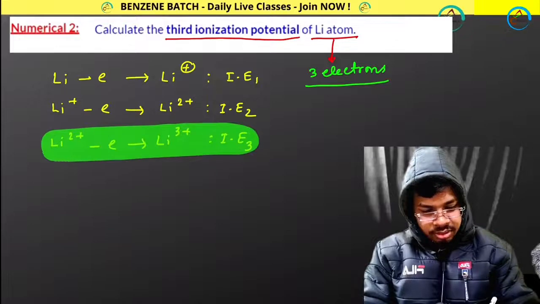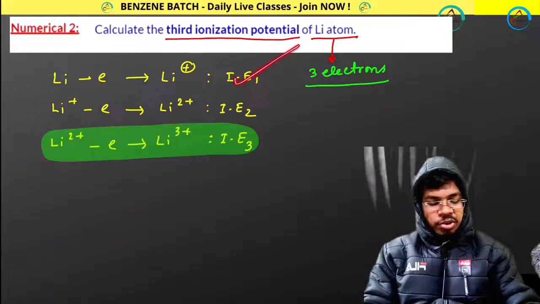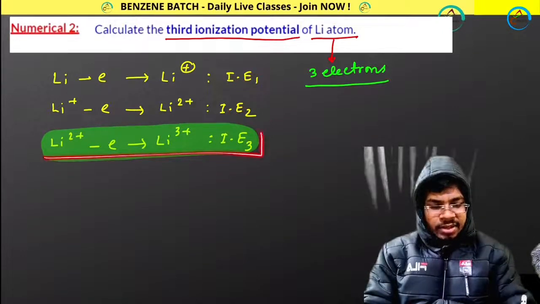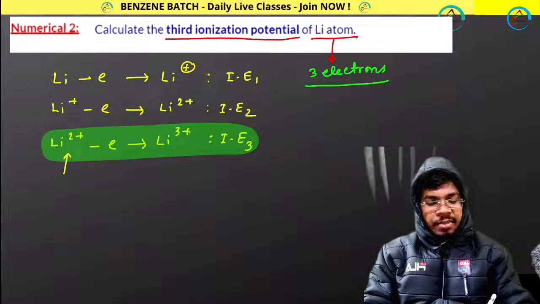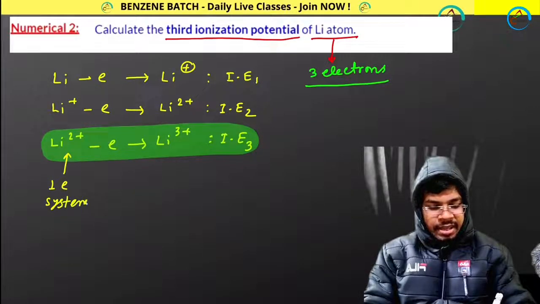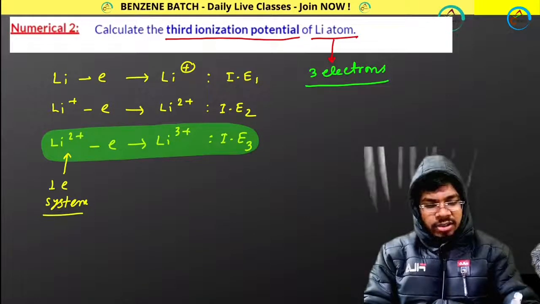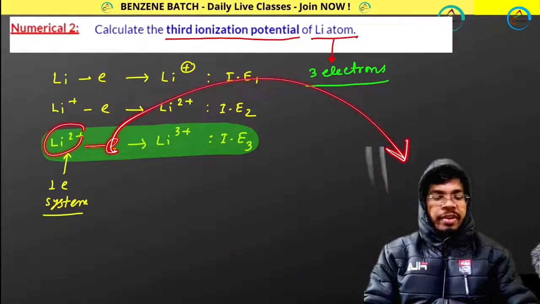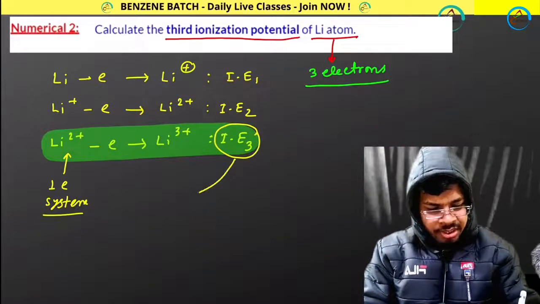Okay, we are talking about this third ionization potential. First ionization potential, second, third ionization potential. That means in these reactions, look at this. What about this lithium 2 plus system? This lithium 2 plus is nothing but a 1 electron system. That means yes, I can apply the Bohr theory for the lithium 2 plus system. And this 1 electron system is sending 1 electron to infinity by absorbing some amount of energy, and that energy is called ionization energy 3.